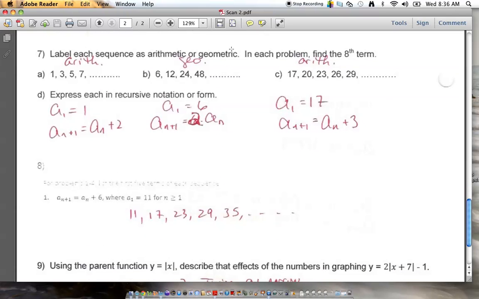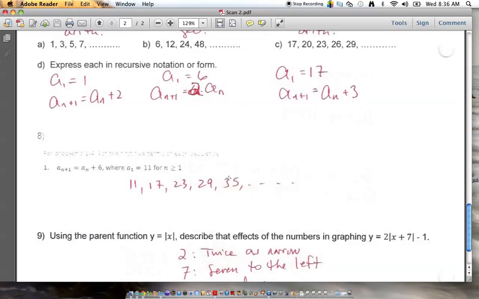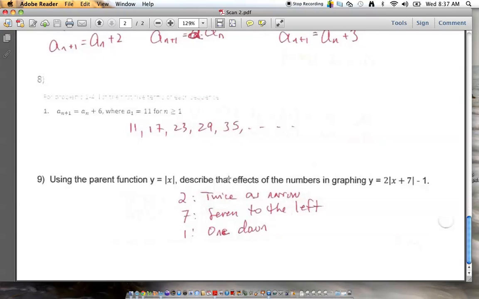Arithmetic and geometric, and each in recursive form. Recursive form, you always list the first number, and then you list what's happening. In this case, I'm adding 2. In this case, I am multiplying by 2. And in this case, I am adding 3. Okay. I guess this says to write out the first 5 terms or whatever. 11's the first term, and then you go up by 6.